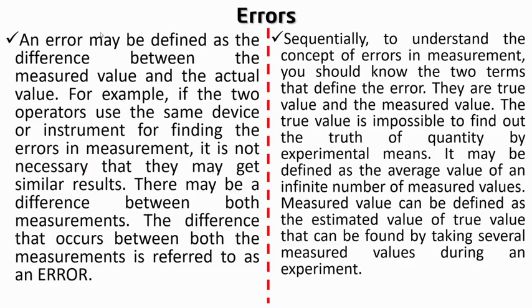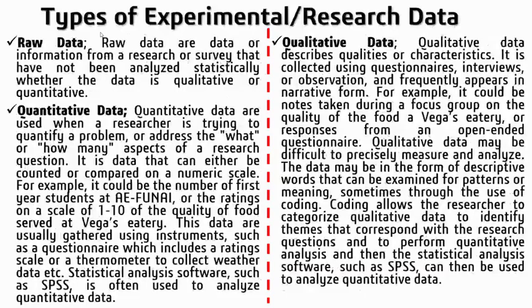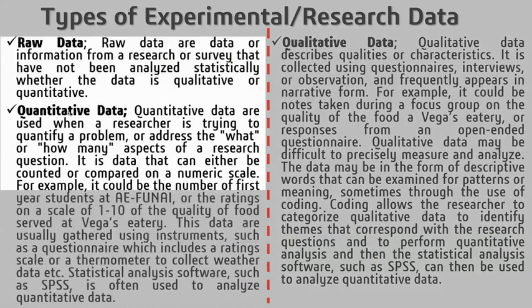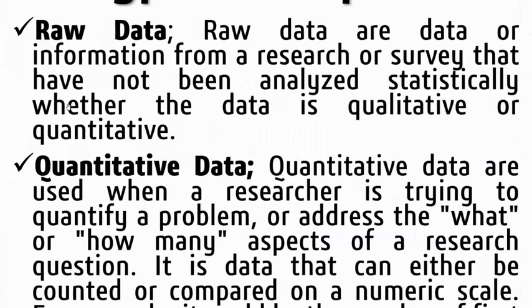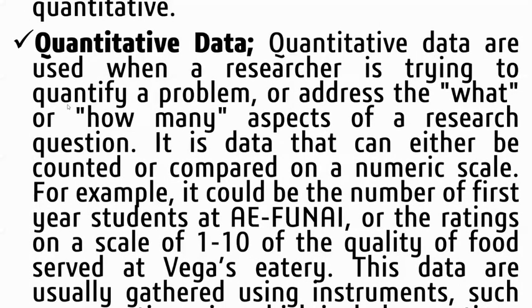Now let's focus on our experimental data. There are three types of experimental data which we are going to look at. We have the raw data, and the raw data is the data or information from a research or survey that has not been analyzed statistically, whether the data is qualitative or quantitative. So once you get your data from any work, that data is known as what? Raw data.